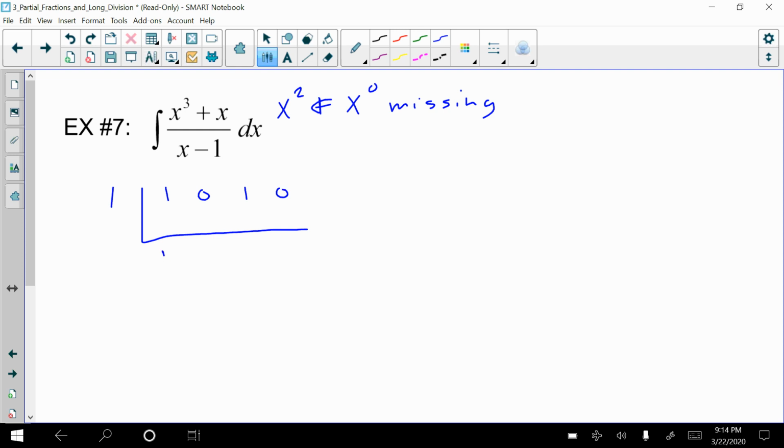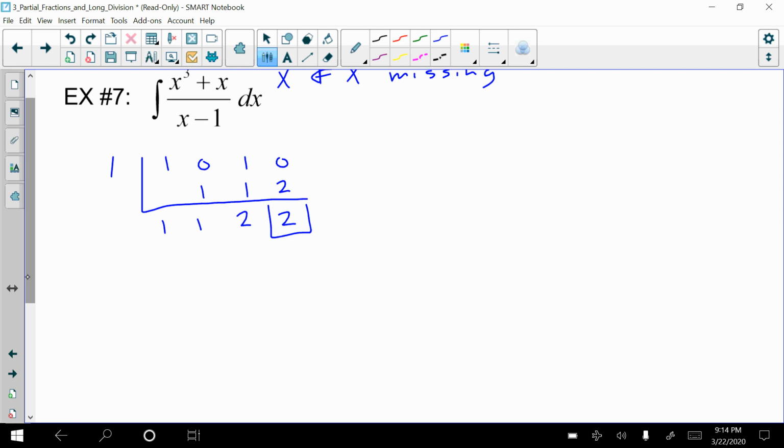So dividing now, bring down the 1, multiply, add, and multiply. This is what we get. So this is my remainder here. Dividing a third degree by a first degree gives me a 1x squared plus 1x plus 2, and then the remainder will be 2 over x minus 1. And this becomes the new expression that we're going to integrate.